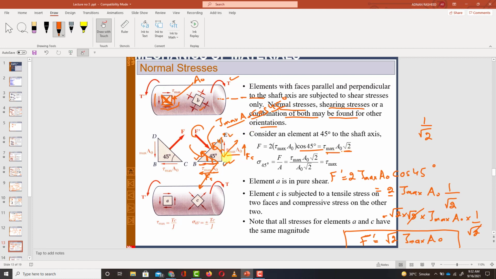Now what is A naught? If this is A naught and this is A naught, this area will be equal to the square root of A naught square plus A naught square. Pythagoras theorem, right? This is the area of BA. So that will be equal to under root 2 A naught.